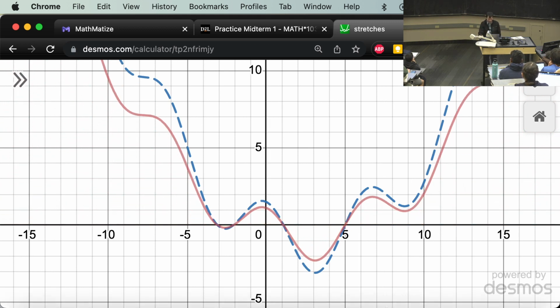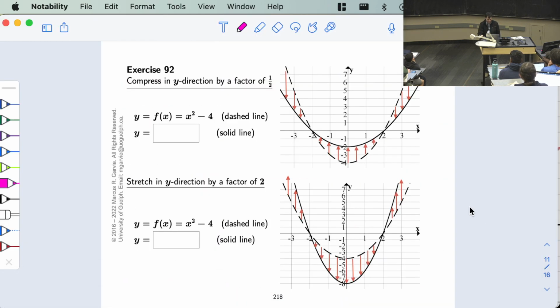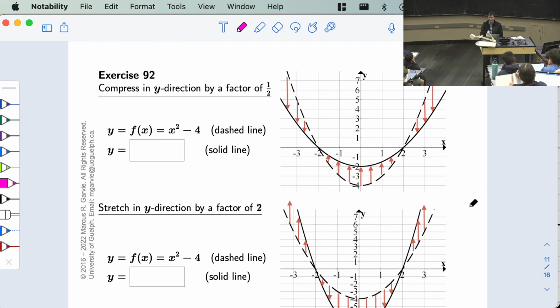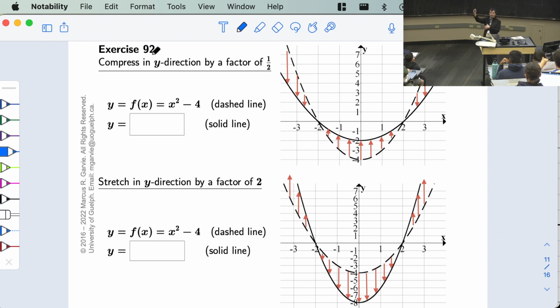And now we're going to fill in what it looks like on paper. On paper, this is the same graph, but on paper. So this is the paper version of the Desmos, which is not as exciting, but that's what we're using. So the dashed graph is the original graph. And here in exercise 92, we are compressing it by a factor of a half. And to do that, you just multiply by half. So it's 1/2 x squared minus 4. And that will shrink the graph. So it'll get closer to 0 if you multiply the whole thing by a half.